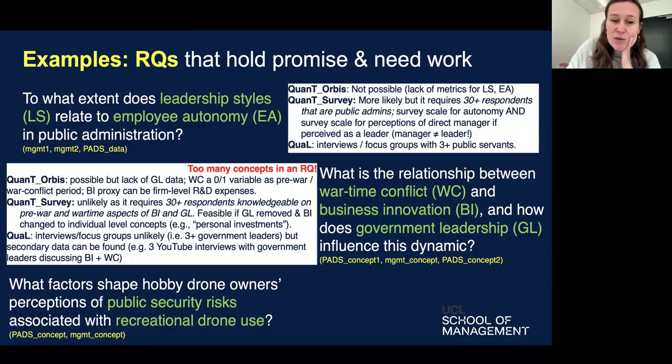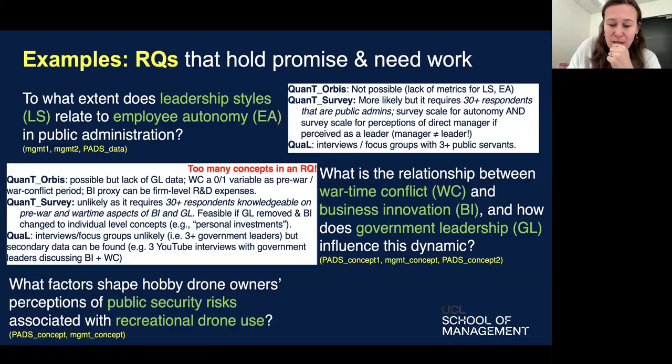Finally, the last question: what factors shape hobby drone owners' perceptions of public security risks associated with recreational drone use? We have 2 big concepts here. The first that is stated is the PADS concept, public security risks. The second is recreational drone use. Could be also reformulated into the hobby drone owners, which is a customer sort of. Yeah, you can think of this as a marketing slash public admin sort of project.